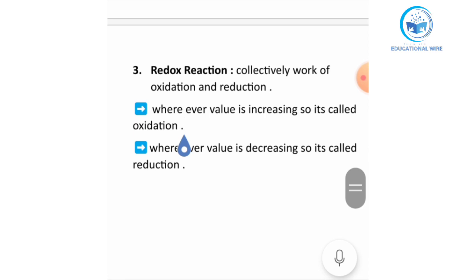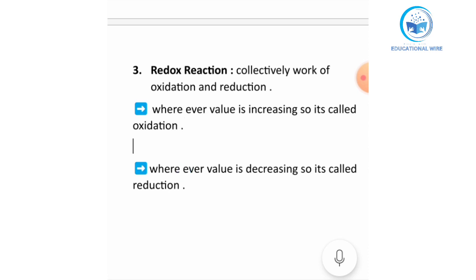But in this one we don't have such a rule; it's just on the basis of the reaction. If the value is increasing, it's oxidation, doesn't matter whether it's a metal or non-metal. In reduction the value is decreasing, doesn't matter whether it's metal or non-metal, it's called reduction. This process is called a redox reaction. Now let's take one example of this.